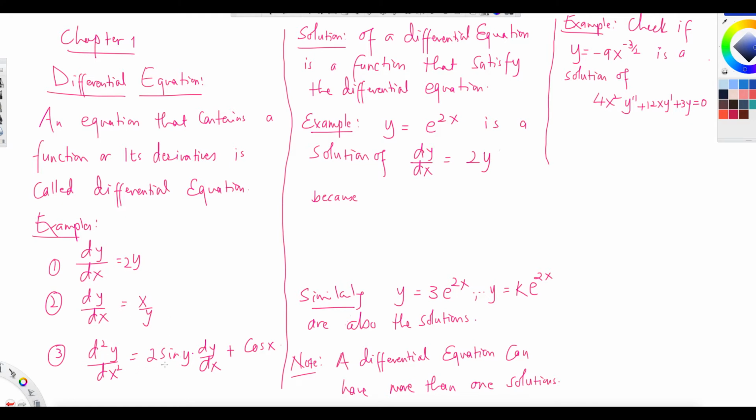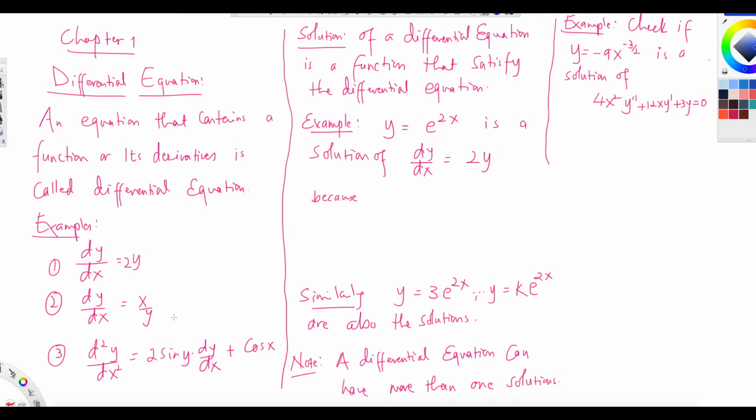Or the third equation has d square y over dx square. This is the second derivative, right? You guys know that from Calc 1. It equals 2 sine y times dy over dx plus cosine of x. So here we are using the first derivative. This is the first derivative, this is also the first derivative, this is the second derivative. So this is called a first order differential equation and this is called a second order differential equation.